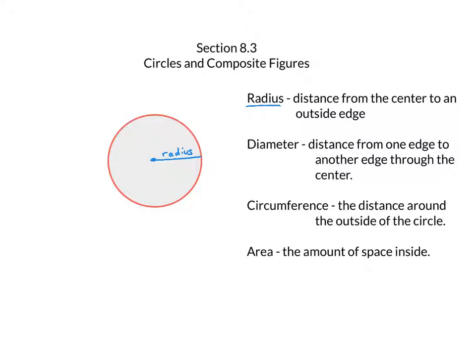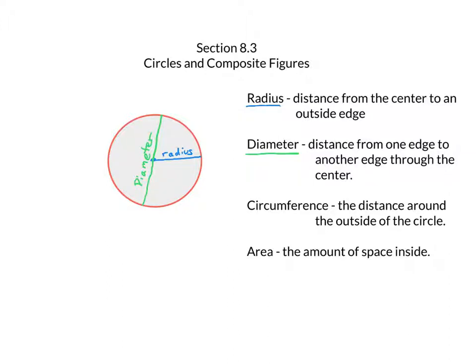The diameter of a circle is the distance from one edge to another edge through the center. So this would be an example of the diameter. The diameter is that distance all the way through from one edge to the other through the center. Notice that the diameter would have to be exactly twice the radius, and that will be important as we go through some work in this section.